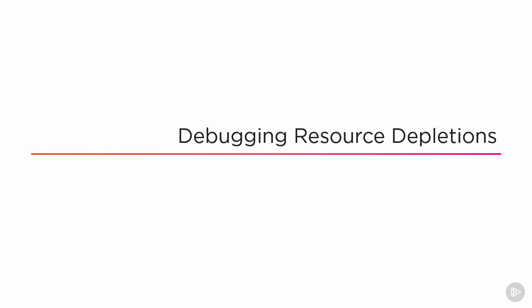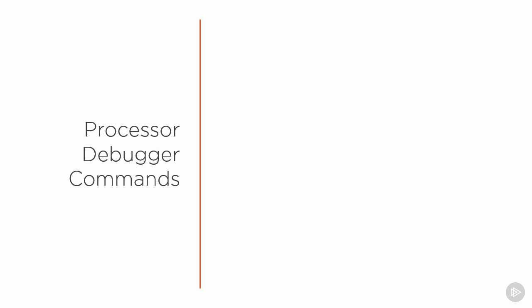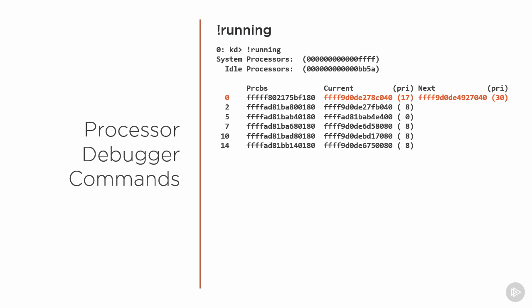So in this section, we'll talk about how to go about debugging resource depletions from a memory dump. As we consider processor debugger commands, our goal here is that we want to identify how busy the processor is. As you may know, you've seen me issue the !running -it command many times before. Well, the !running command by itself will show us just those threads, those non-idle threads that are running.